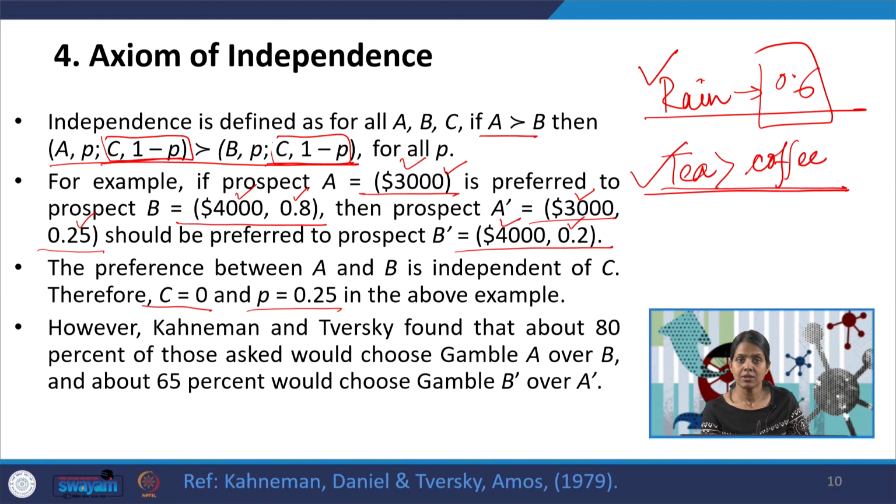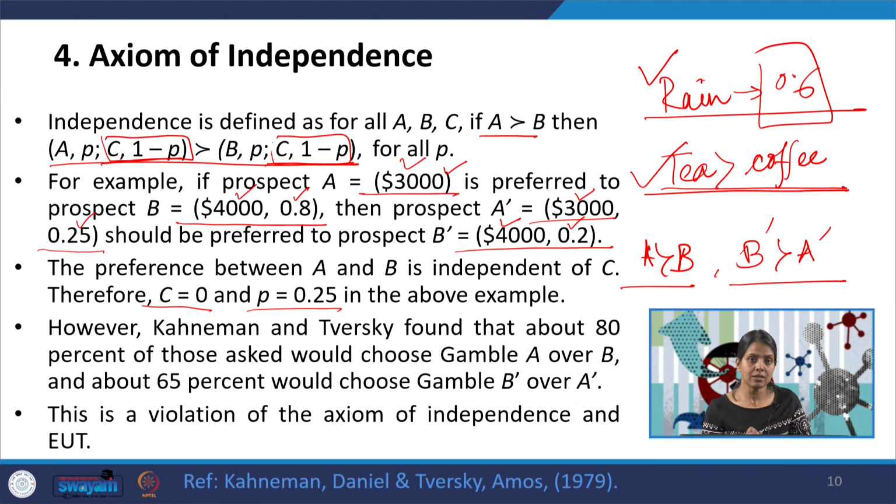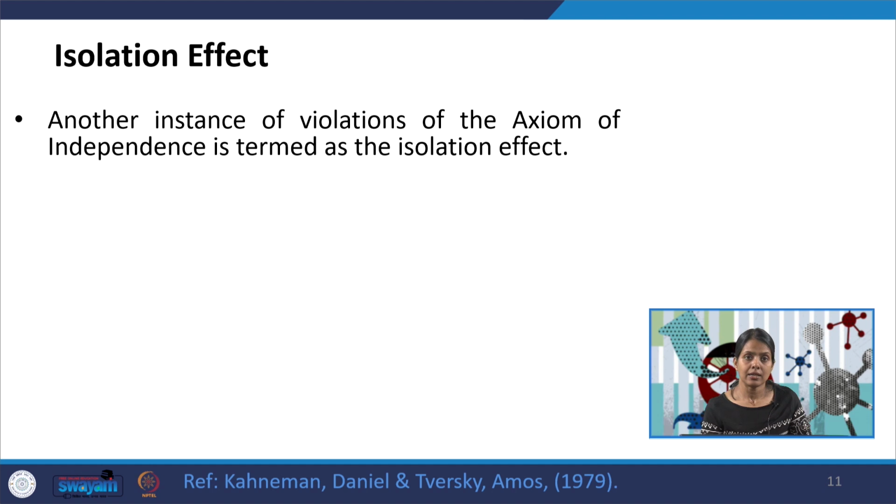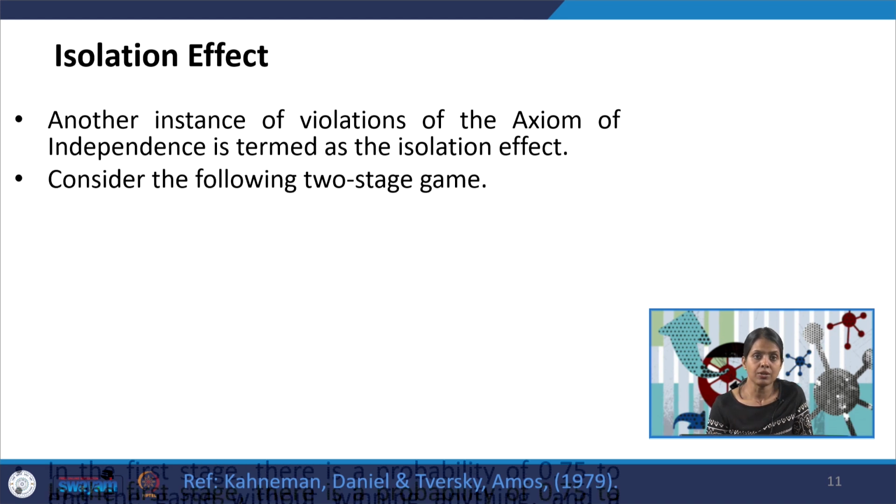However, Kahneman and Tversky found that about 80% of those asked would choose gamble A over B. So, A was preferred to B, and about 65% would choose gamble B prime over A prime. So, even though they preferred A to B, they did not prefer A prime to B prime. This is a violation of the axiom of independence and expected utility theory. Another instance of violations of the axiom of independence is termed the isolation effect. Consider the following two-stage game.